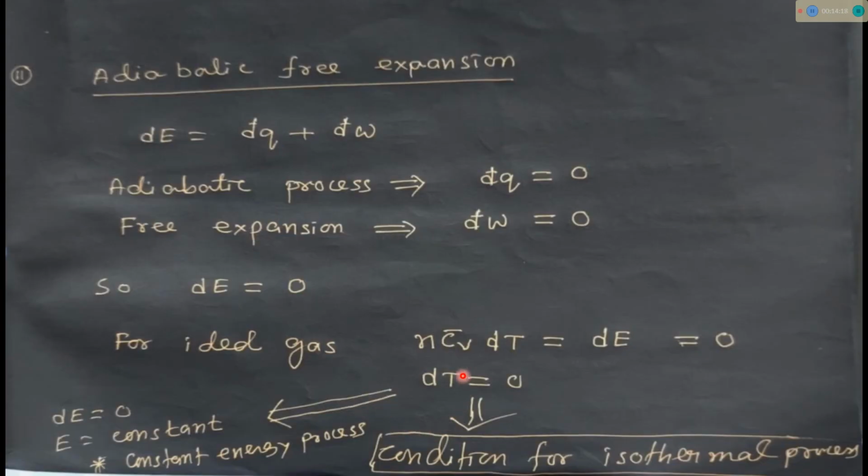See, in case 2, we found this is the condition of isothermal process, and also since it is isothermal, dE is 0 and dT is 0. dT 0 means we can say dE is 0. dT 0 means we can say n Cv bar dT is 0. n Cv bar dT 0 means we can say dE is 0. dE is 0 means E is constant. So this is a constant energy process.